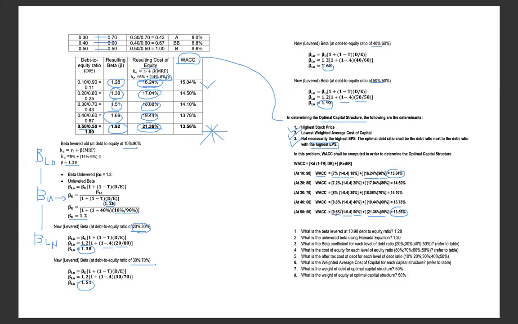They differ. Okay? So to answer questions 1 to 8: what is the beta levered at 10-90? You have 1.28. Unlevered, 1.20. Beta coefficient for each debt ratio, just refer to the table. Cost of equity for each level of equity ratio, just refer to the table. What is the weighted average cost of capital? Just refer to the table. And what is the weight of debt in the optimal capital structure? 50%. What is the weight of equity in the optimal capital structure? 50% also. So 50-50 is our optimal capital structure.